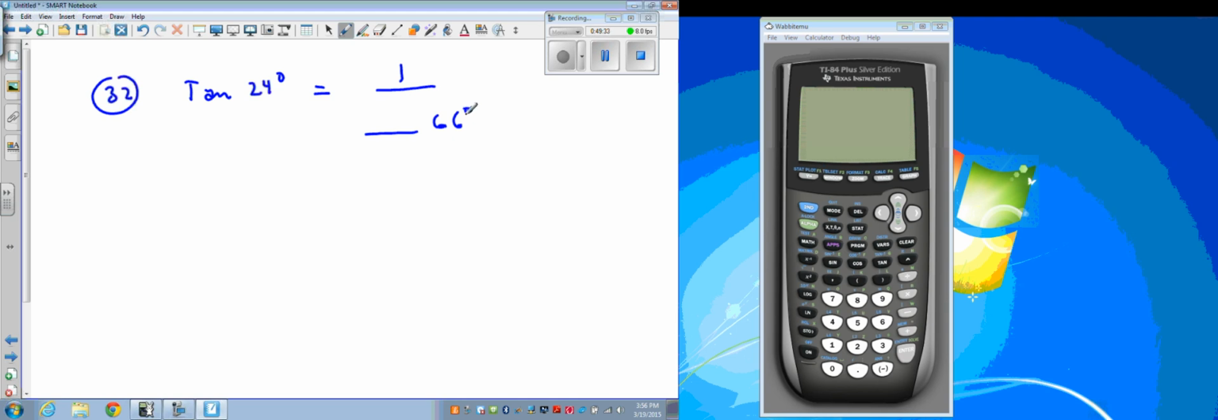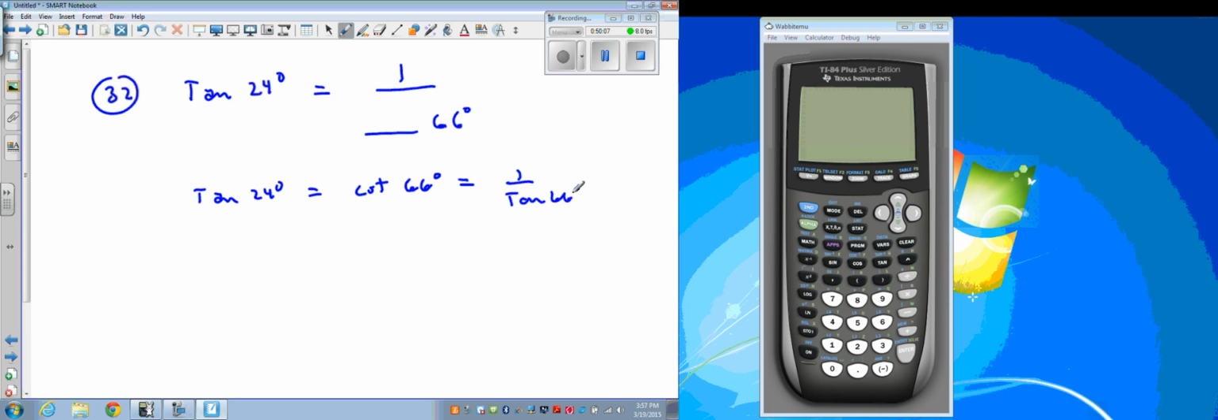Well, 66 and 24 is 90, right? Yes. So the cotangent of 66 is... it'd be tangent. It'd have to be tangent because the tangent of 24 degrees is equal to the cotangent of 66, but cotangent is 1 over the tangent.